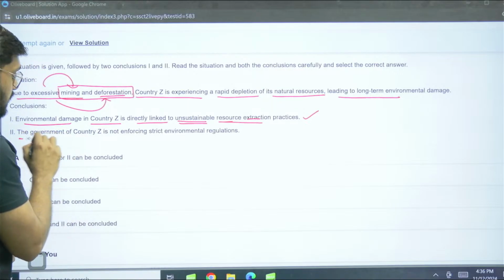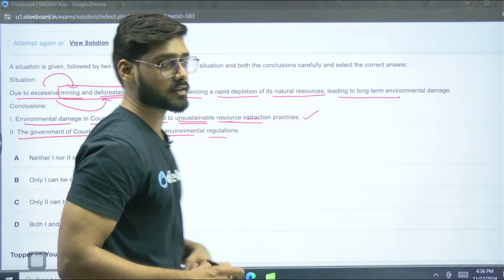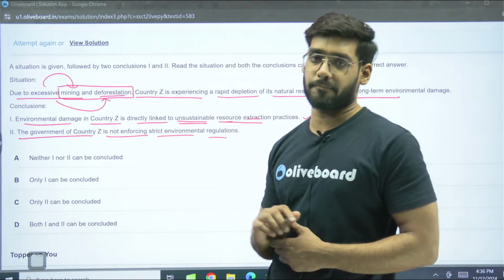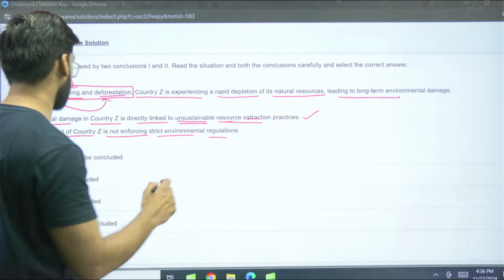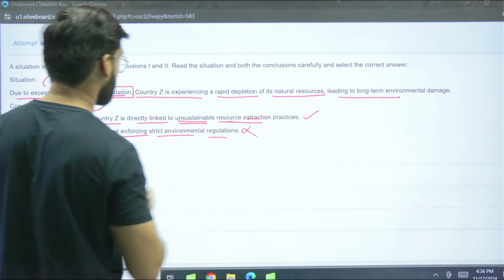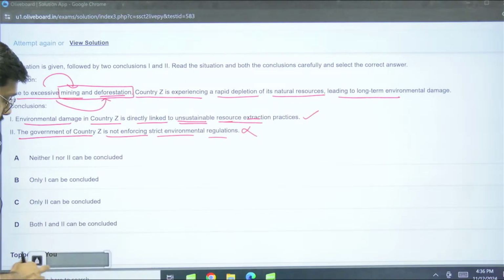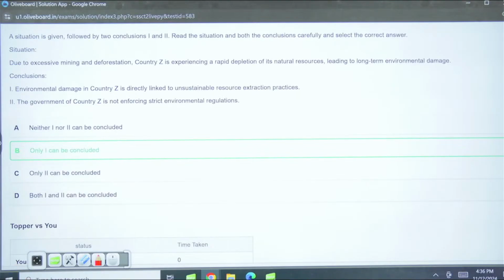Second one, the government of country is not enforcing strict environmental regulation. The government of country is allowing, that's why this is happening, right? So this conclusion is not right. Okay, so it means option number 1 should be the right conclusion. Only conclusion 1 can be concluded, option number B. Let's mark B. Yes, B is the right answer.